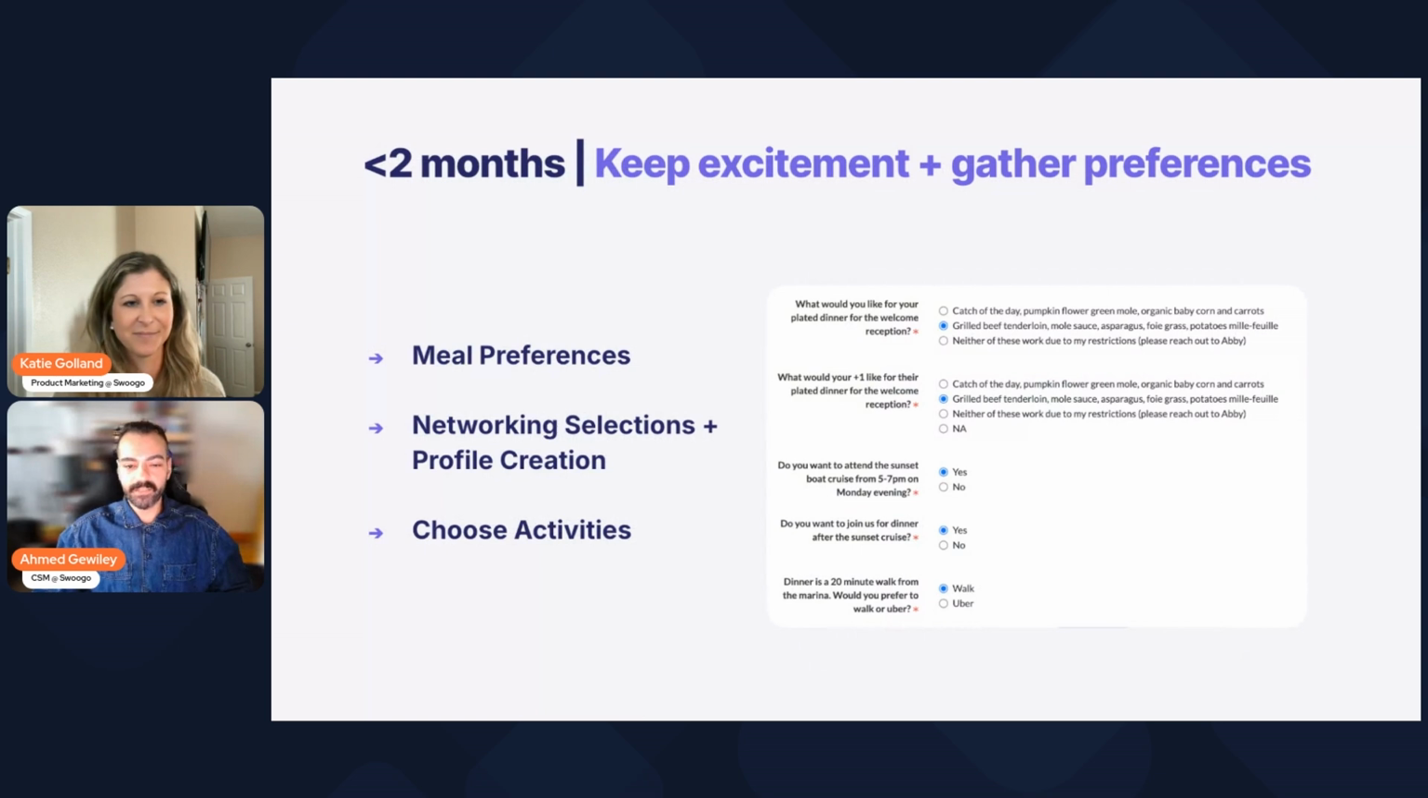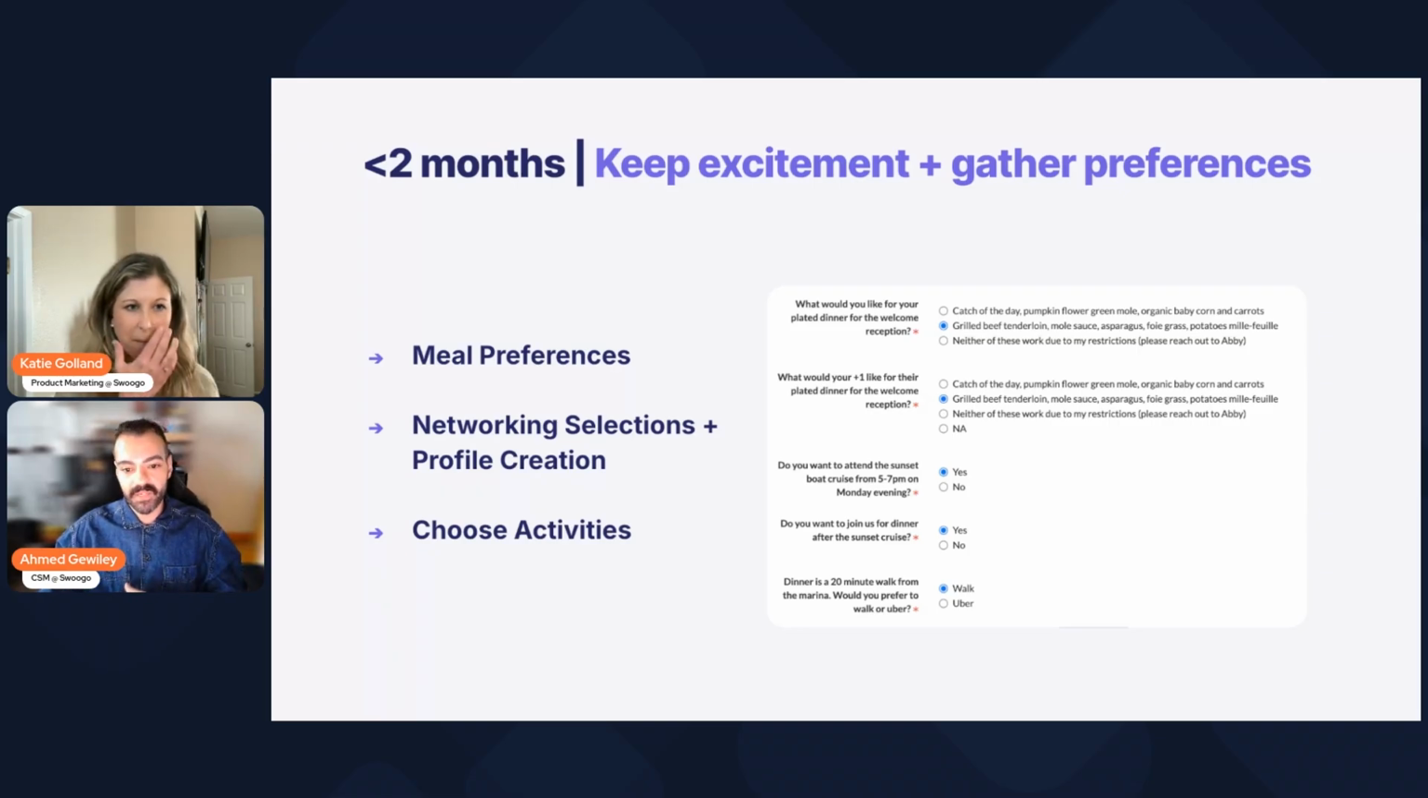Excellent. And then last but not least, this is where we're in the home stretch, less than 2 months out. We're keeping the excitement and we're making it a lot more real because this is where the fun stuff is happening. You may be collecting meal preferences. Maybe you have specific restaurants or specific meal selections to make. Or maybe you want to choose your specific activities, whether you're going to be on that spa day or snorkeling, or specific breakout sessions or training sessions that you want to attend.